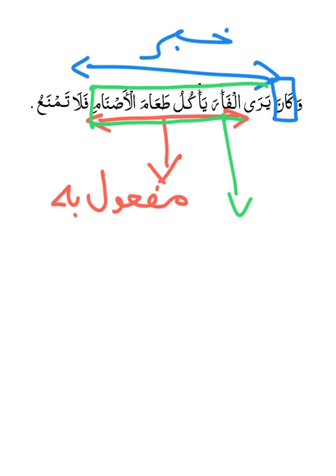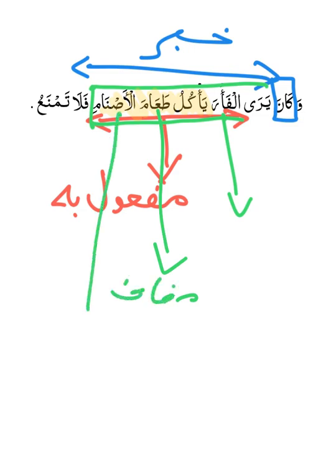First of all, ya'kulu ta'am al-asnam is very straightforward. This is a jumla fi'liyah, because it can stand by itself, it can exist by itself. You can translate it by itself: he is eating or will eat ta'am al-asnam, the food of the idols. Also, while you are analyzing that, ta'am al-asnam is basically mudaf and mudaf ilayh. So this is mudaf, and this is mudaf ilayh. And that's why al-asnam is in the genitive case.